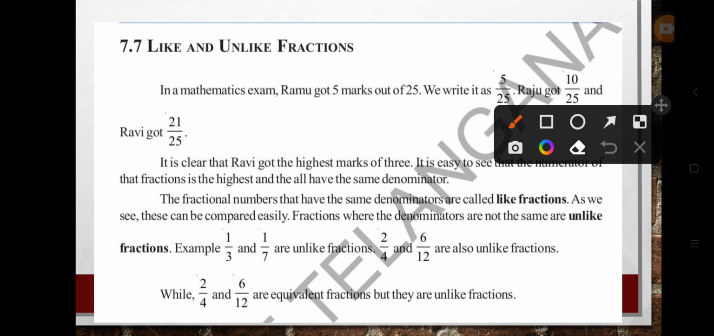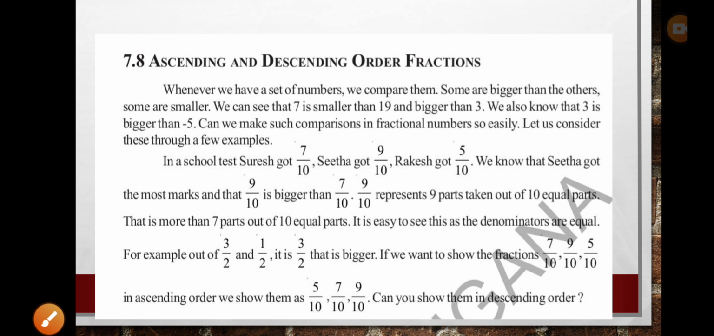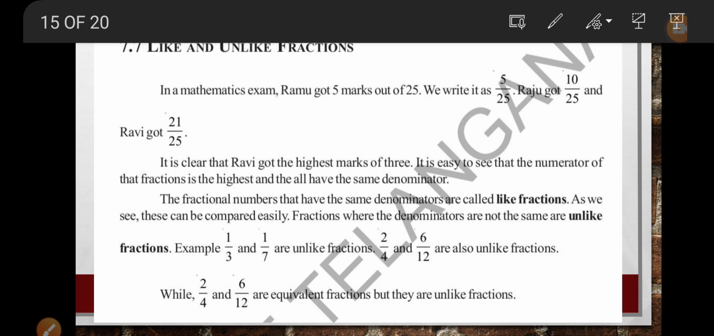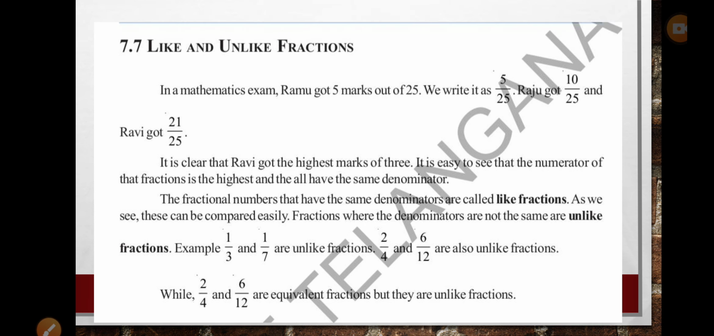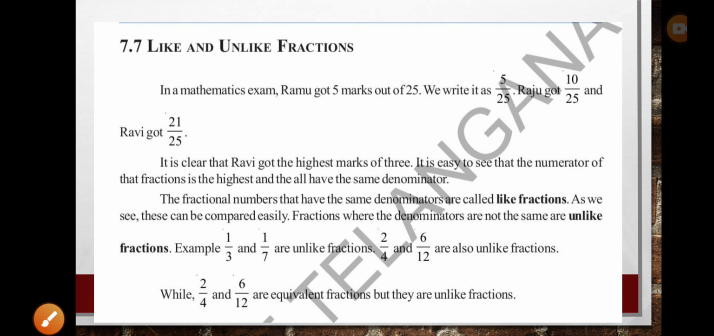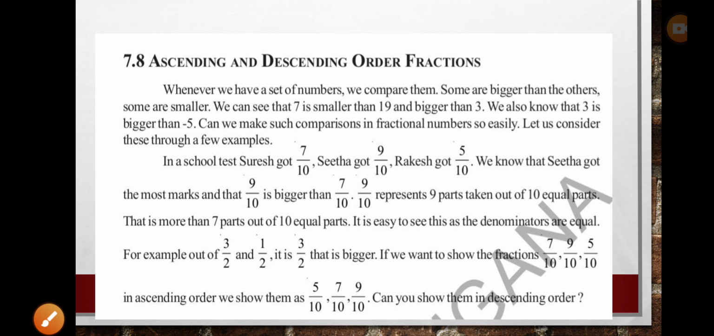Now you got it, what is like and unlike, and what is equivalent. Okay, if the denominators are the same, we call them like fractions. Again I am repeating: if the denominators are not the same, they are called unlike fractions. If the values of two fractions are equal, then we call them equivalent fractions. Next, ascending and descending order of the fractions.